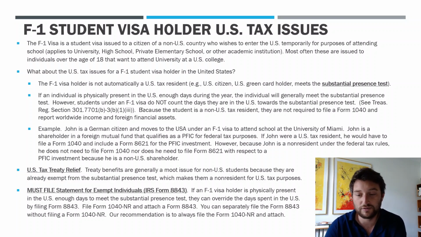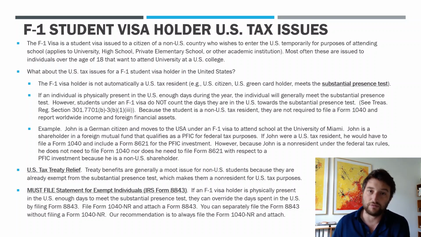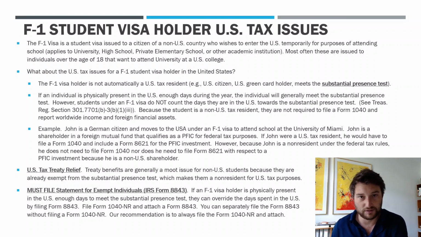So for students in this case, think about it this way. If you're an F-1 student visa holder, and you come to the United States and you're in the United States, let's say, 8 or 9 months out of the year, you're not a U.S. citizen, you don't have a U.S. green card, so you're not a permanent resident, but you could meet the substantial presence test because you're in the United States enough days. However, here's the exception to the rule. Students under an F-1 visa do not count the days they are in the U.S. towards the substantial presence test. So that's the tax loophole here, if you want to call it that.